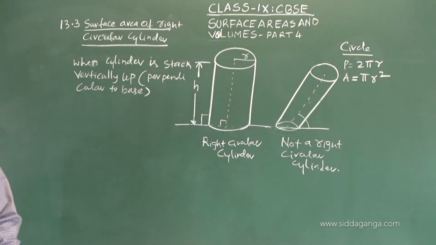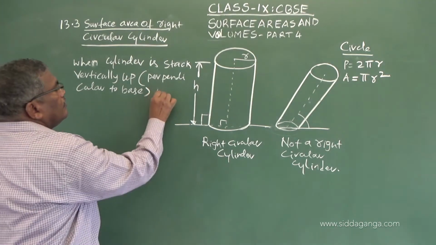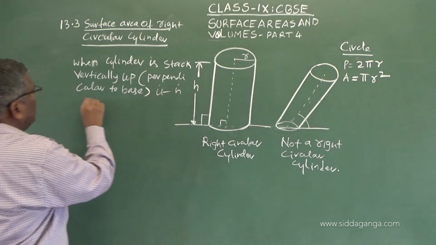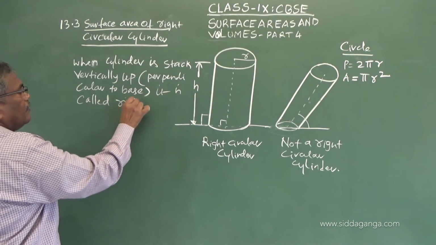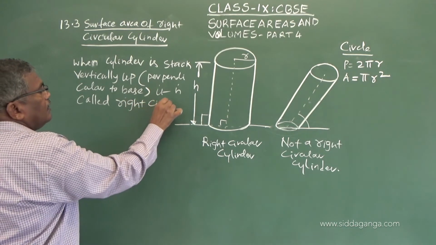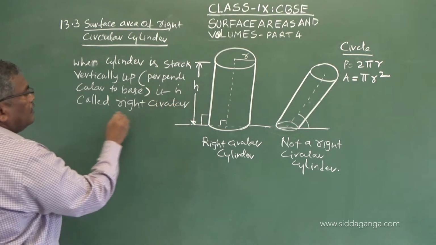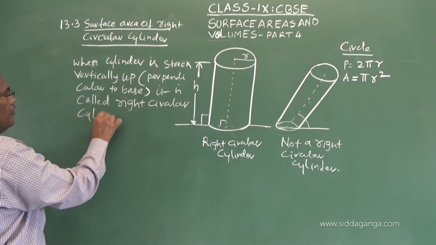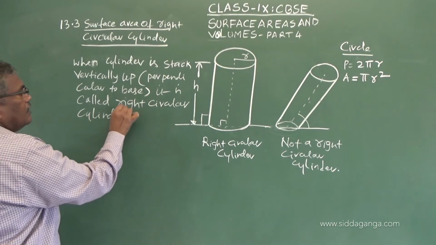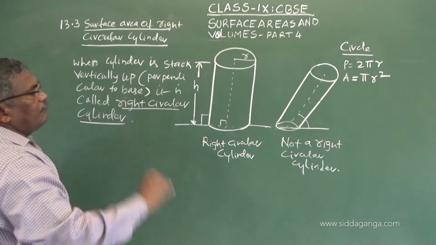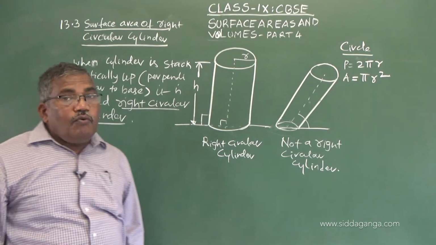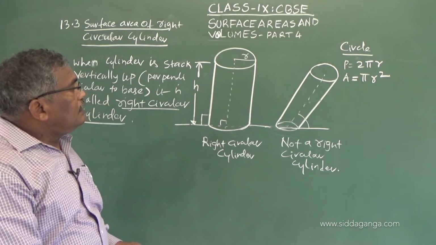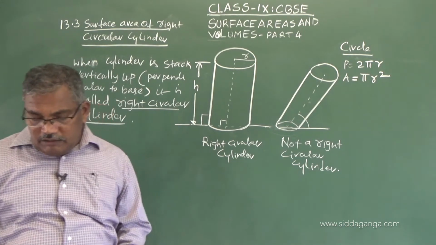If it is perpendicular to the base, it is called a right circular cylinder. Otherwise, it is not. So now we have to calculate the surface area.